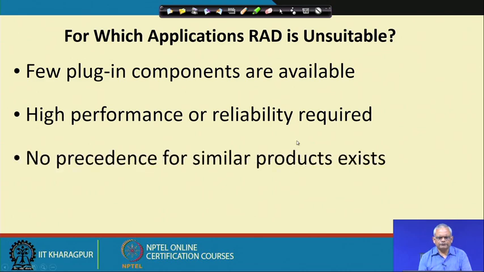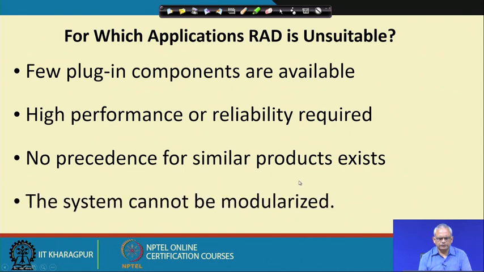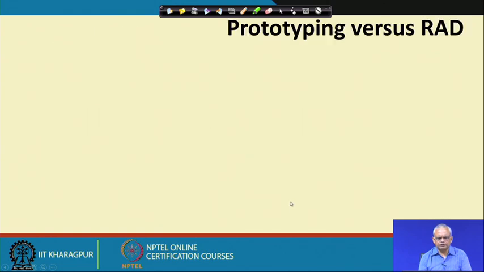If we need high performance or reliability, the RAD model is unsuitable. If there are no precedents for similar products, then again the RAD model is not useful, and also the software should be reasonably large, which can be modularized into several modules.